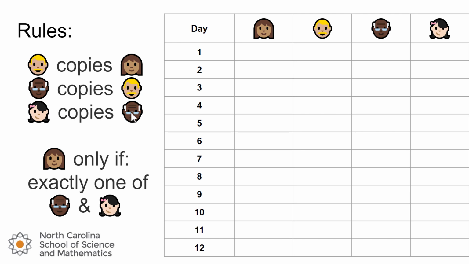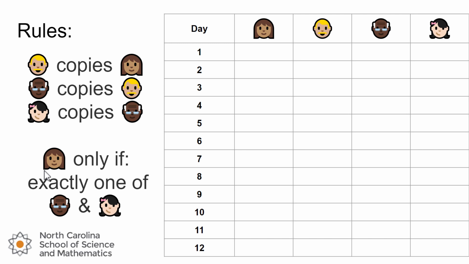The only person in this group that's going to play by a different set of rules is the woman with the brown hair. She's going to look at both what the man with the white hair and glasses did and the woman with the bow, and if only one of them wore a hat the day before, then she'll wear a hat the next day. If neither of them wore a hat, or both of them wore a hat the day before, she will not wear a hat on the next day. So those are the rules of our system.